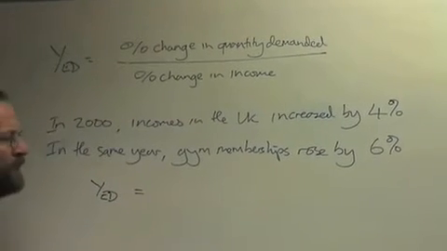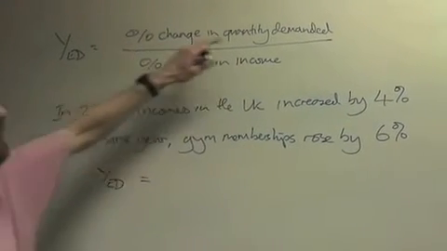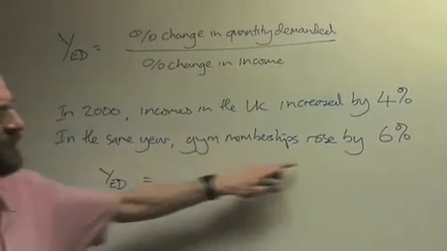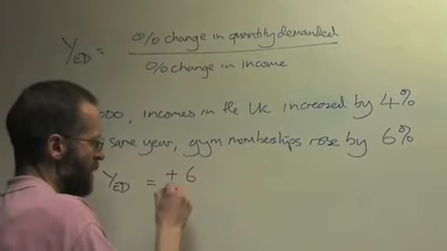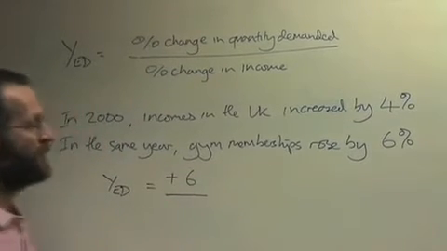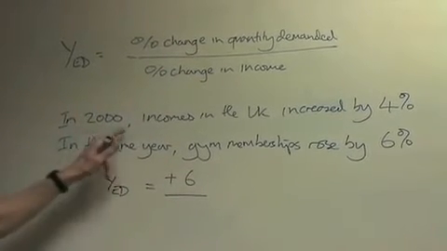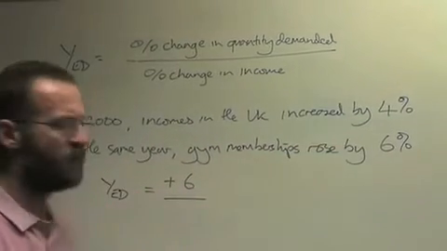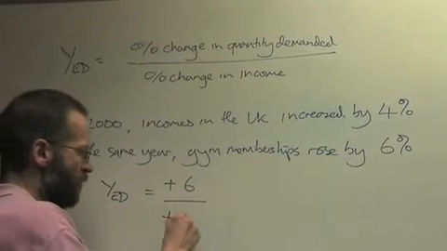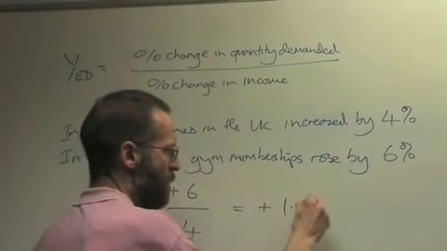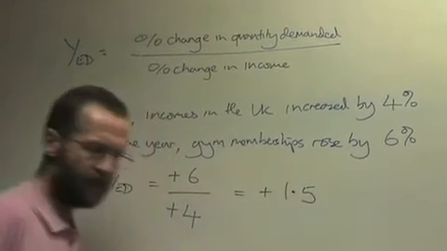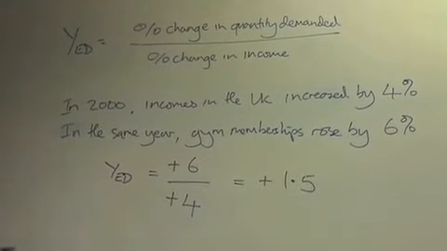The income elasticity of demand will be the percentage change in quantity demanded, which in this case is 6%, so it's plus 6, divided by the percentage change in income. And we're told that income increased by 4%, so that would be plus 4. So, work it out, you get plus 1.5. Okay, so that's the first two stages.